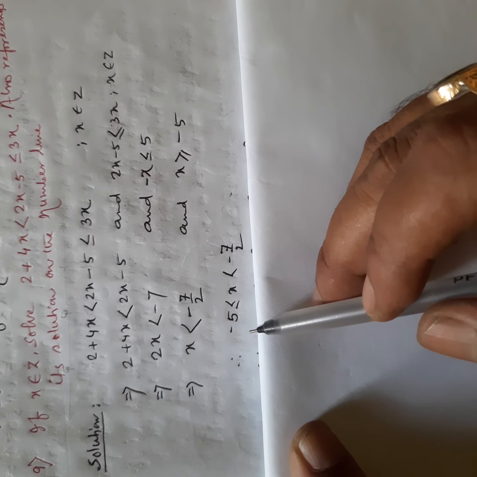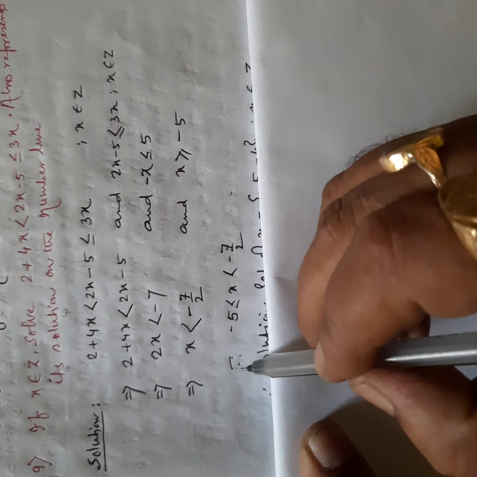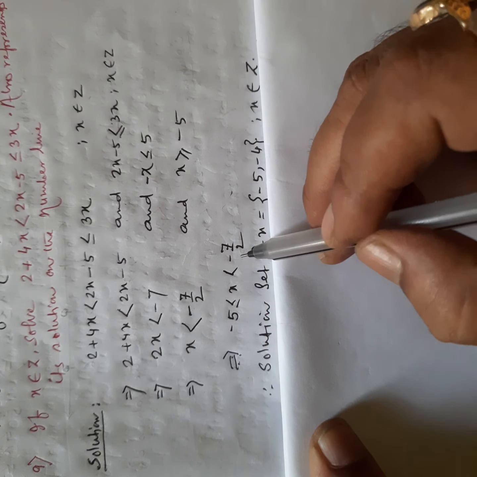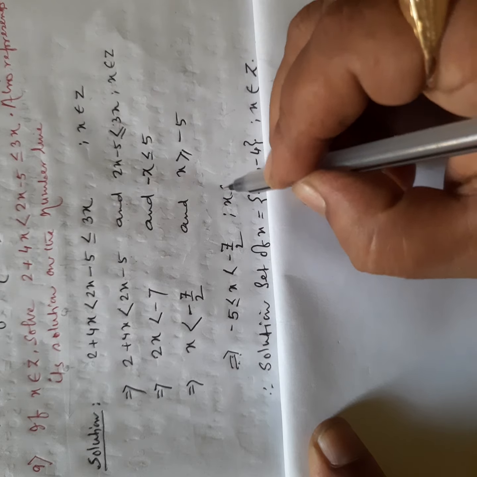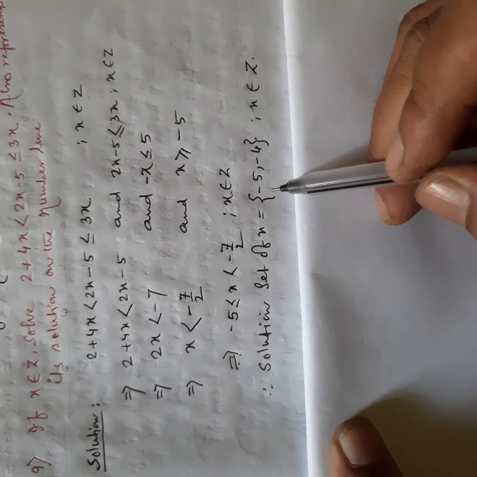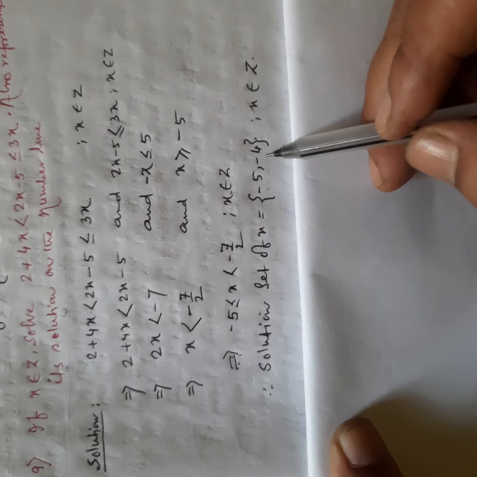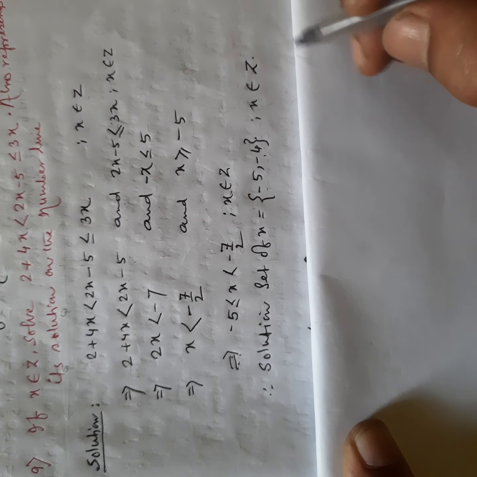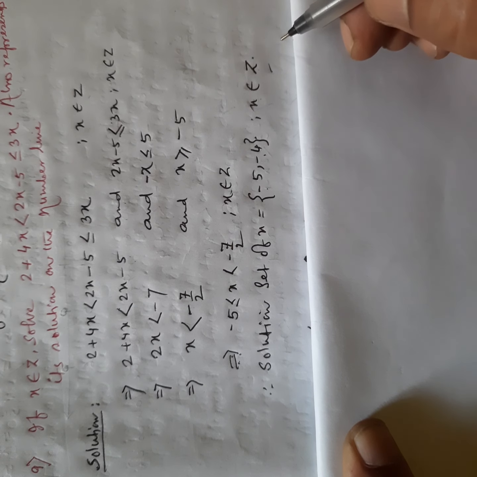Therefore, this implies that −5 ≤ x < −7/2, such that x belongs to Z. Therefore, the solution set of x is {−5, −4}, such that x belongs to Z. Okay.